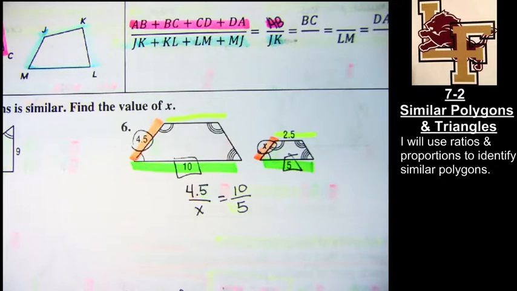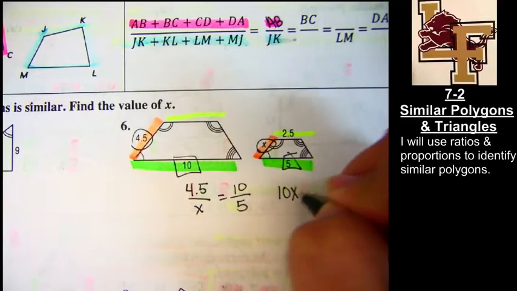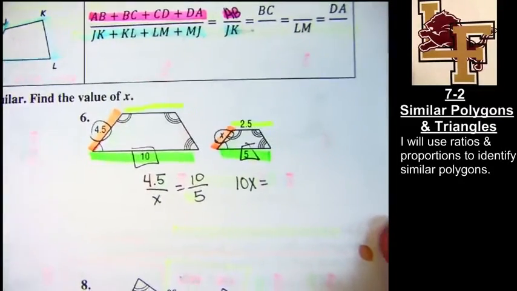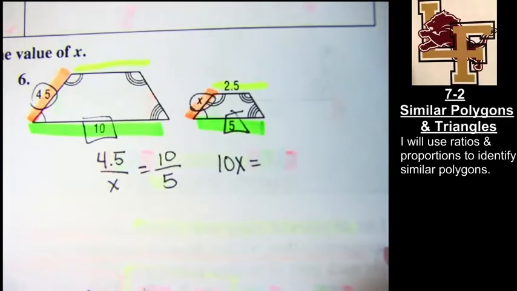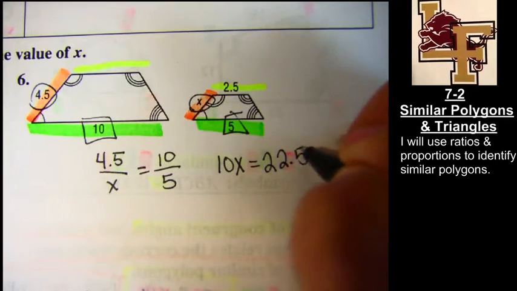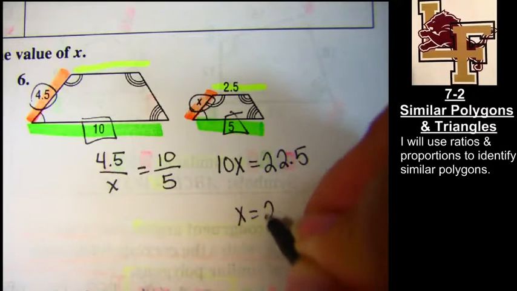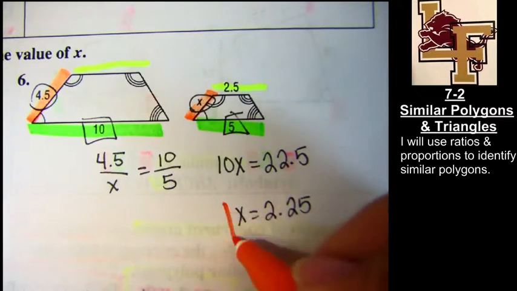Right? All right, let's do it. Cross multiply, I get 10x equals, I need help with 4.5 times 5. It's going to be bigger than 20, but I don't know how much. 22.5, okay. And then I'm going to divide both sides by 10. That one I can do. There's the value of x.